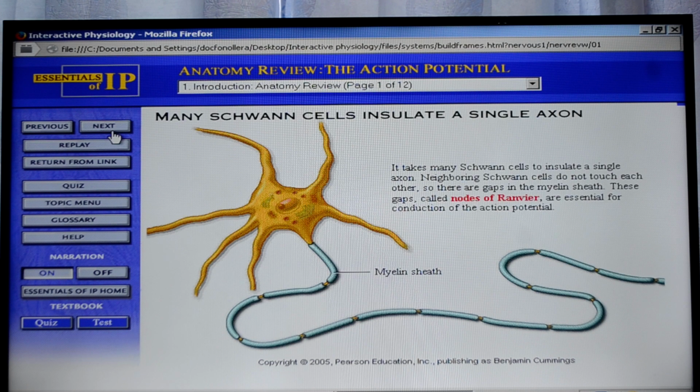Because Schwann cells are small compared to the length of an axon, it takes many of them to insulate a single axon. Neighboring Schwann cells do not touch each other, so there are gaps in the myelin sheath where the axon membrane is exposed to the extracellular space. These gaps, called the nodes of Ranvier, are essential for conduction of the action potential. Click the axon to see an action potential conducted along a myelinated axon.